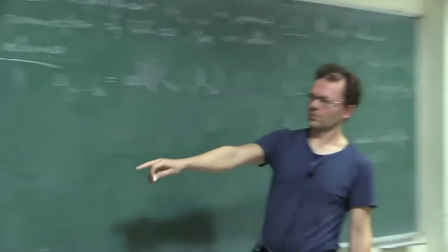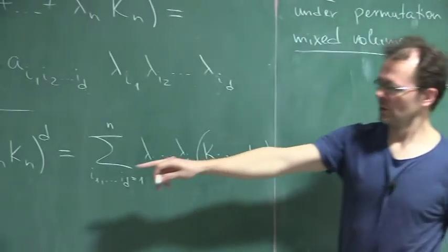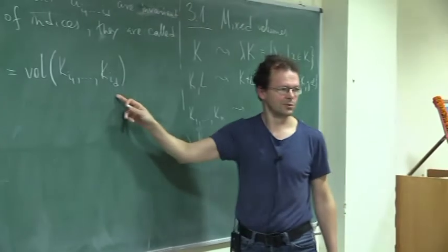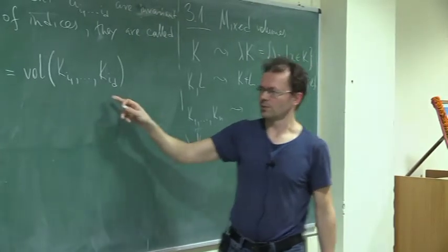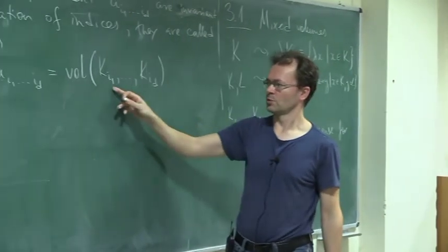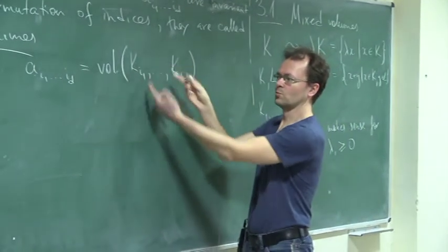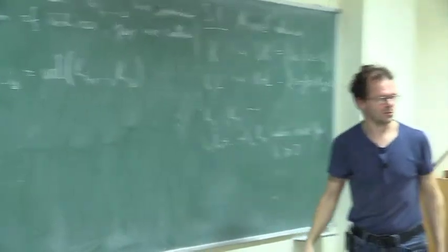So that means in this multinomial expansion, you have a formal product of bodies, and this is the mixed volume of these bodies. By definition, we require that the mixed volume is symmetric. If you permute the bodies, then the mixed volume doesn't change.